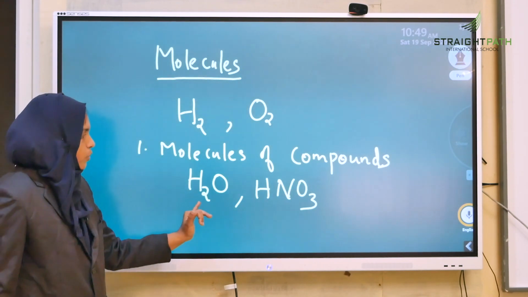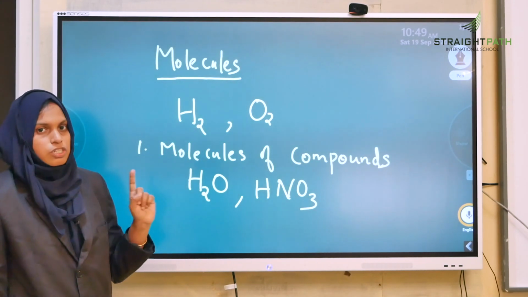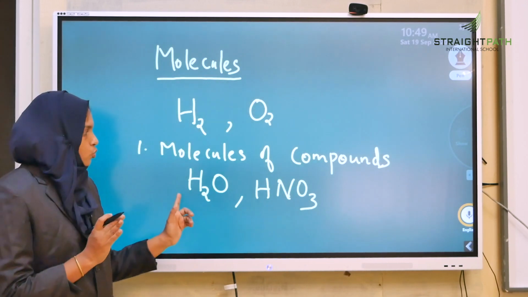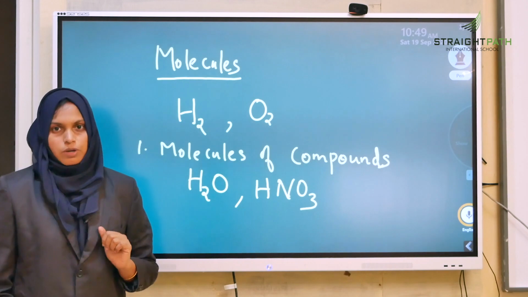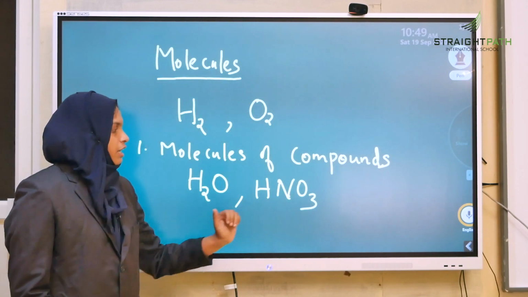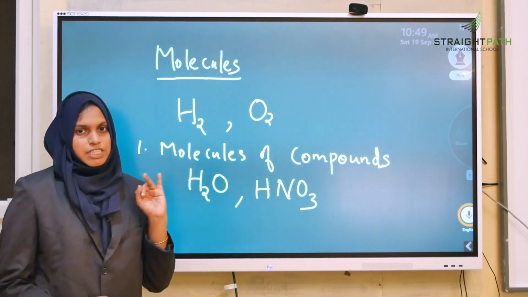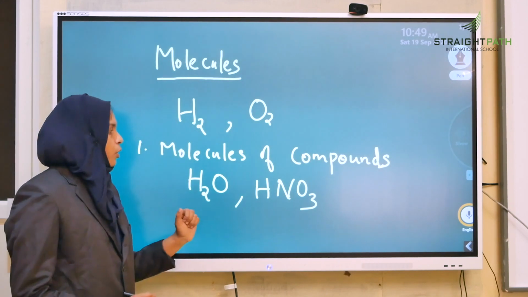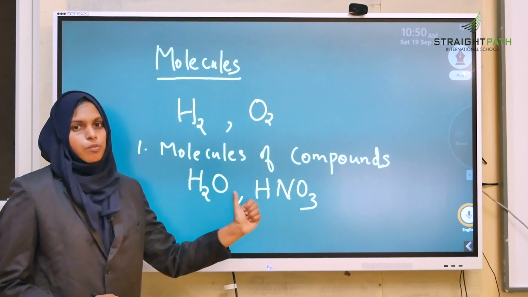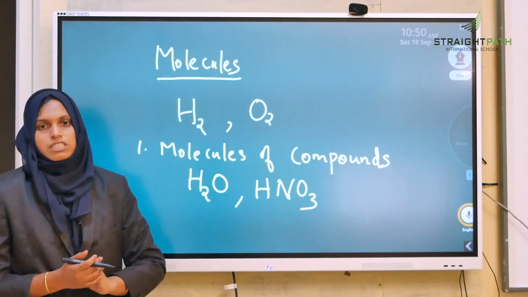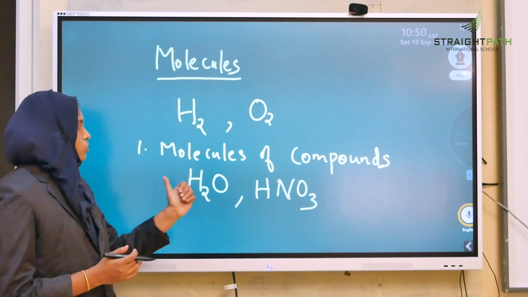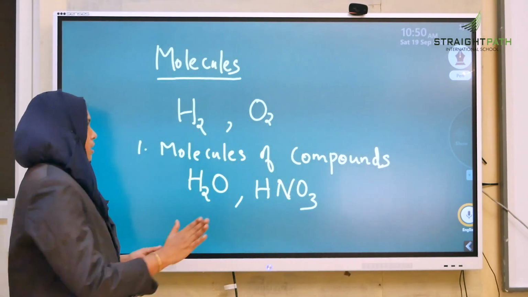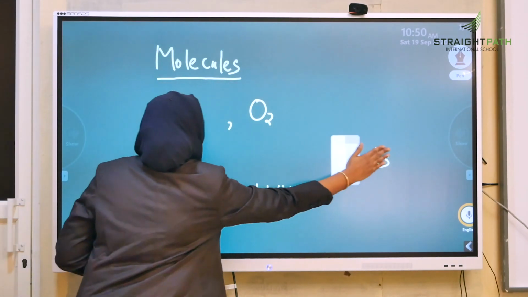Here, 2 hydrogen atoms and 1 oxygen atom chemically bond together to form a molecule. And here in HNO3, 1 hydrogen, 1 nitrogen and 3 oxygen atoms are bonded chemically to form the molecule of nitric acid. That's about molecules of compounds. So next we can discuss the third topic.